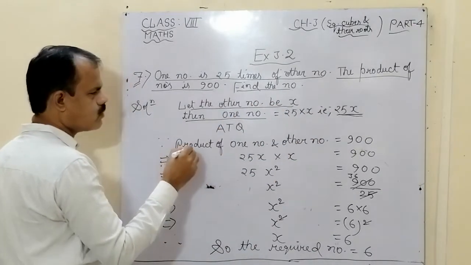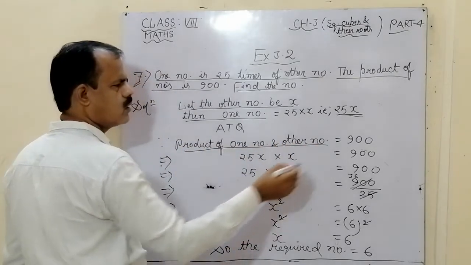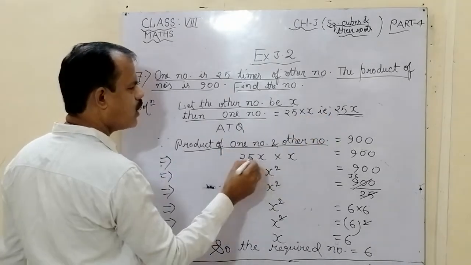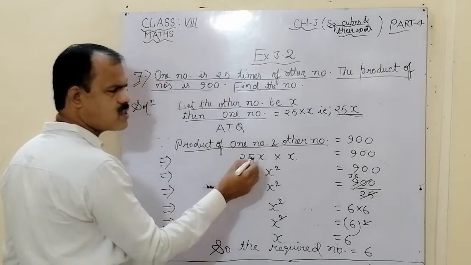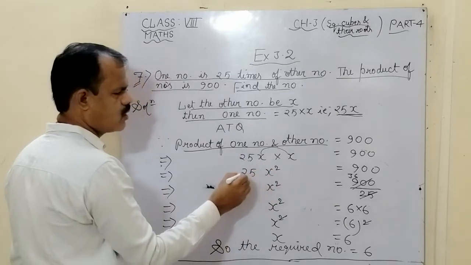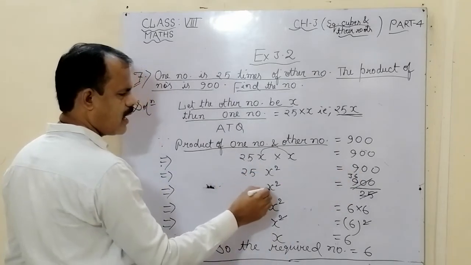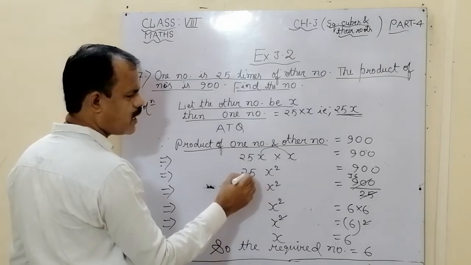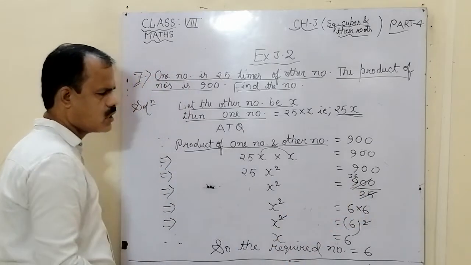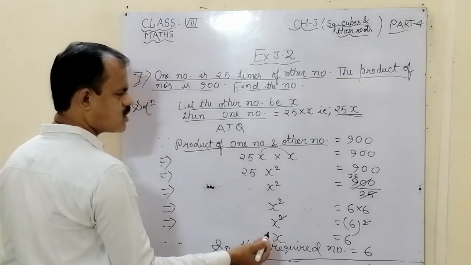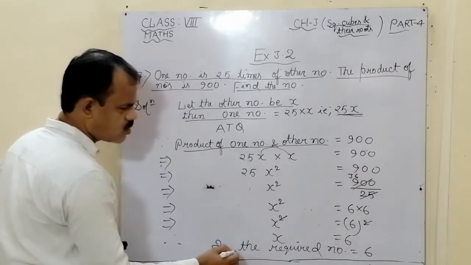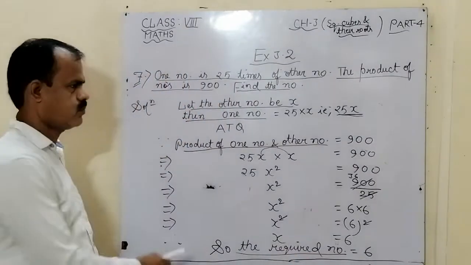Now, according to the question, the product of one number and the other number is equal to 900. One number is 25x, other number is x. So 25x into x equal to 900. 25x into x is 25x square equal to 900. X square is multiplied by 25, so we divide this side by 25. 900 divided by 25 becomes 36. X square equals 36, which is 6 into 6. X square, 6 square, cancel. X equal to 6. So the required number is 6.